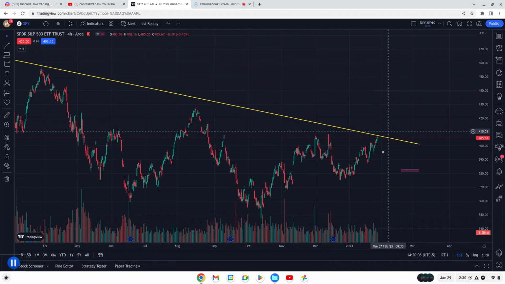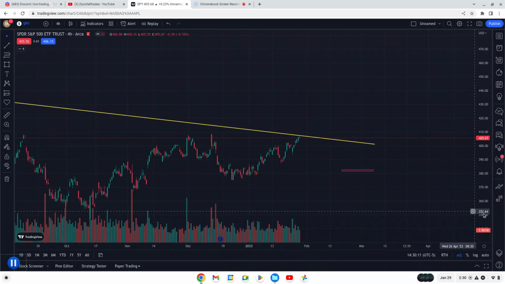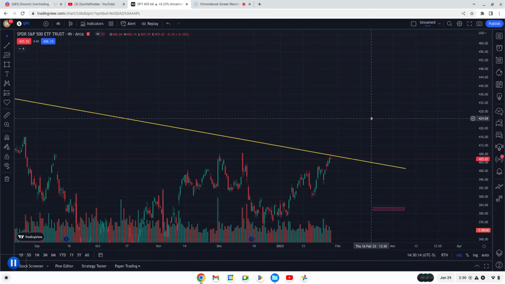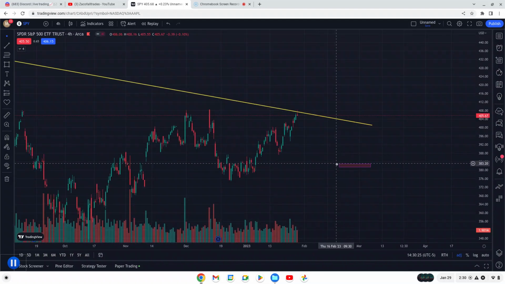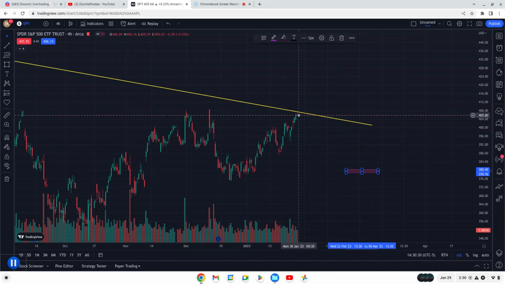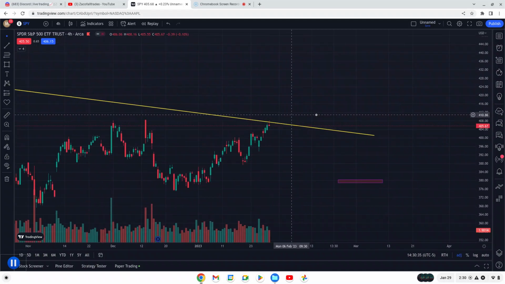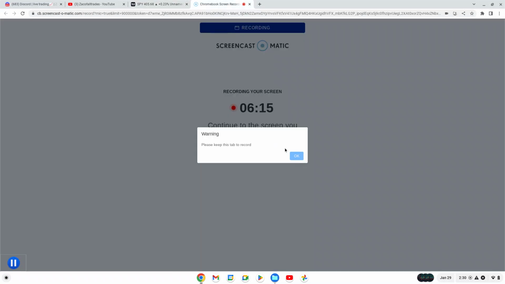So if we break over this resistance and close above it, then we could maybe consider more upside or a trend reversal. But that would have to be with more confirmation to the upside. Like I was saying, if I was looking to buy calls, I wouldn't buy calls here. What I mean by calls is betting on the market to go up. So if I want to buy calls, I want to bet on the market going up. You see this? Okay.